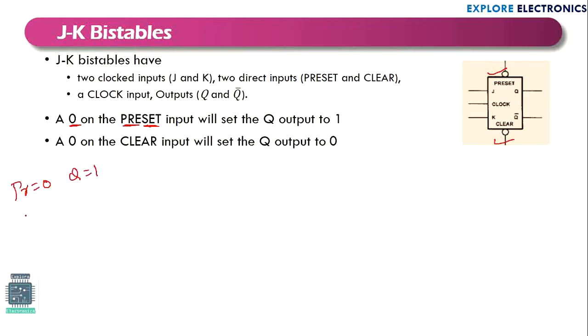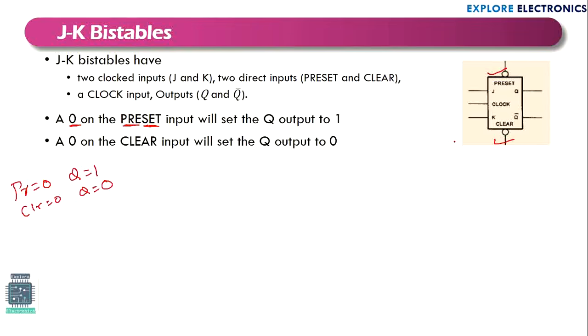When clear signal is 0, we need to clear the output to 0. Here when clear is 0, Q becomes 0 because of the clear signal. So this is how the bistable is going to work with the preset and clear signals. Preset means when presetting the input, preset should be 1.